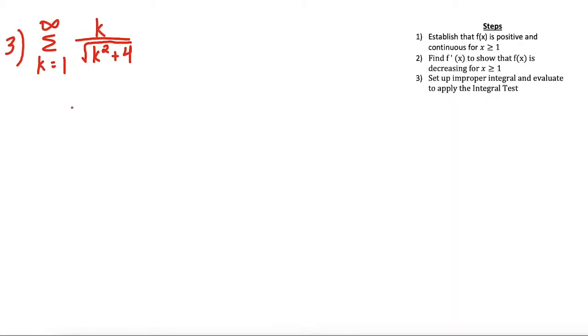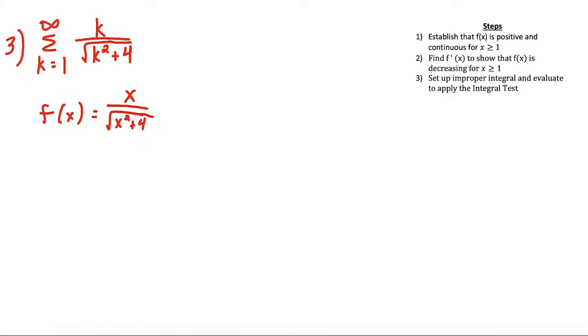Okay, so now let's take a look at this last question here. If we let f of x equal x over square root x squared plus 4. So we've defined f of x. This function is positive and continuous when x is greater than or equal to 1, because if I plug in numbers bigger than 1, in the denominator here, I have the square root of something that's always positive.